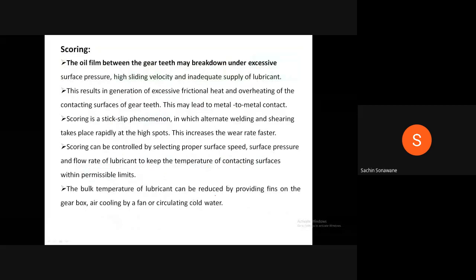Therefore, now we'll stop here. In the next lecture, we'll see different points, that is gear materials, force analysis, beam strength, and what is the standard proportion of face width. Thank you very much.